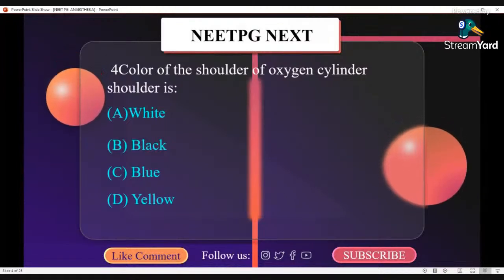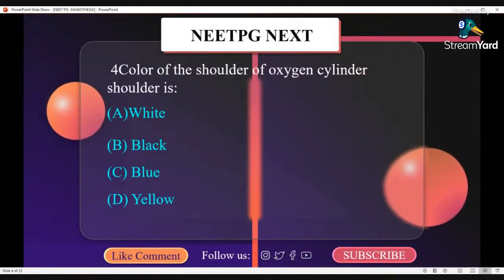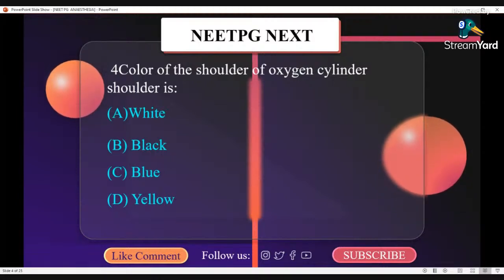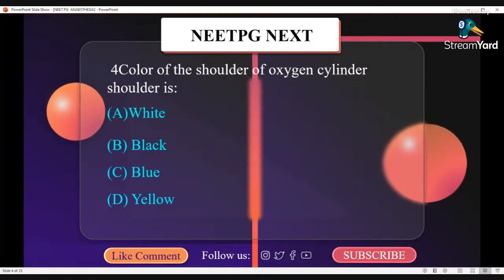Color of the shoulder of an oxygen cylinder is: A. White, B. Black, C. Blue, D. Yellow.